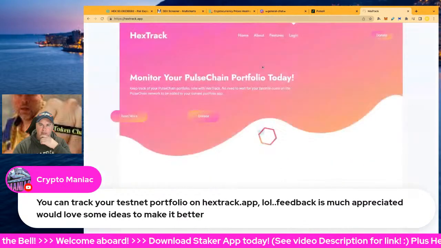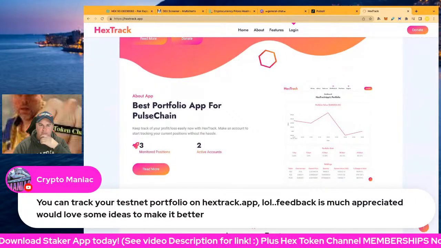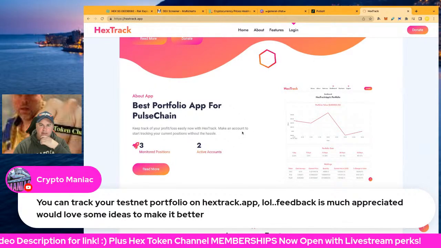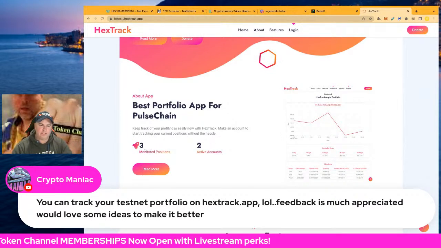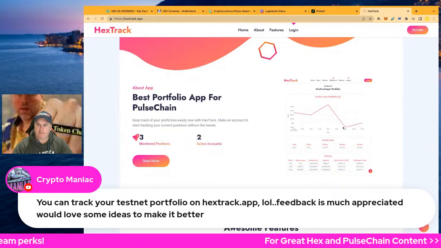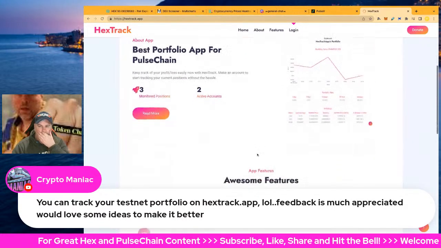So we're at the home page now. We've got about the app, a portfolio app for Pulsechain. Keep track of your profit and loss. Easy now with Hextrack. Make an account to start tracking your current positions without a hassle. Monitor positions and active accounts. Read more. You should probably have this blowing up. If I could click this and blow that page up, that would be quite good.